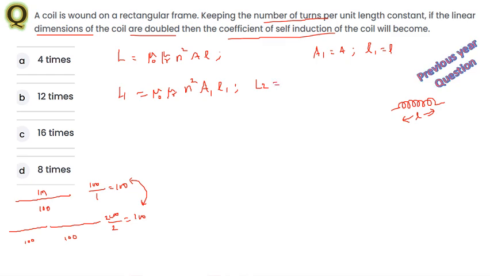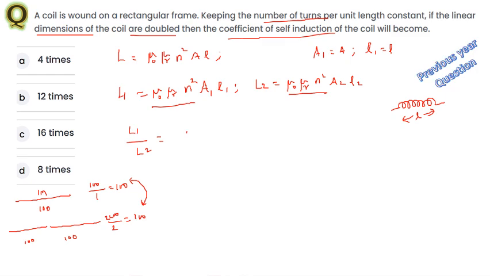Now what are they going to increase? They are going to double the dimensions linearly, so mu naught, mu r and n square are all the same. Here the area is A2 and the length is L2. So L1 by L2, from these two equations, the common terms will be cancelled in both the cases.